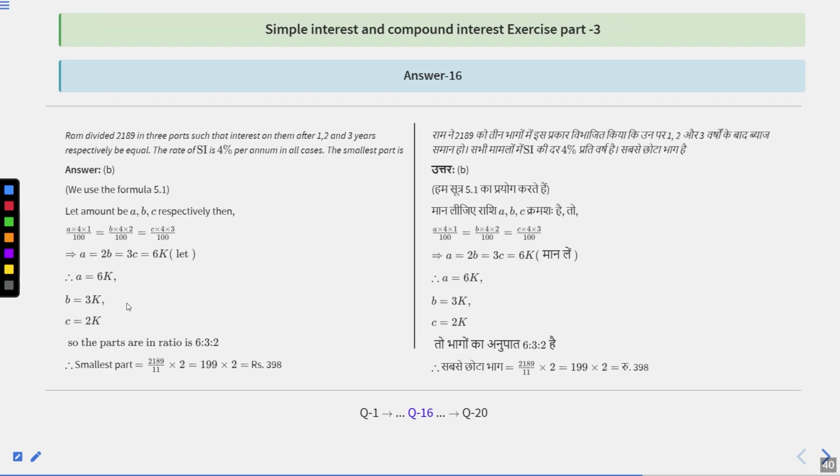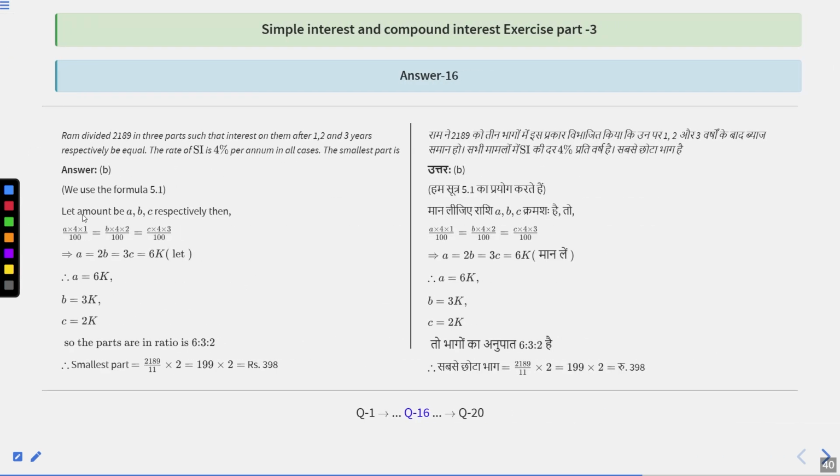Time's up. Let's see the solution. Now, according to the question, let the amounts be A, B, C respectively. Then we can say that A into 4 into 1 upon 100 is equal to B into 4 into 2 upon 100 is equal to C into 4 into 3 upon 100. All these simple interests are equal. So we can say that A equals 2B equals 3C. If we take the LCM, we can let it equal 6K.